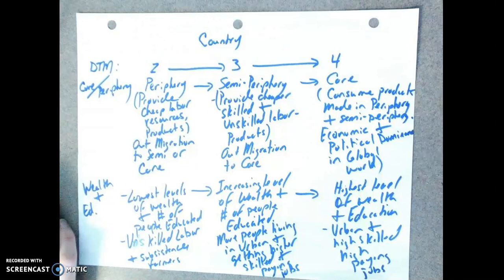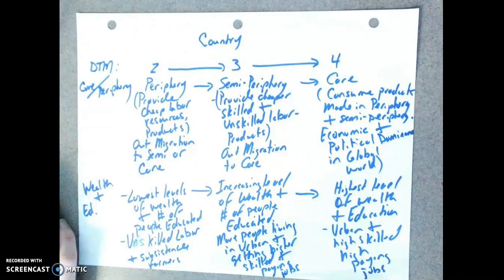They provide cheaper skilled and unskilled labor and products. Not as cheap as what's in the periphery, but a bit more skilled than the periphery. And this is also typically an out-migration to the core.